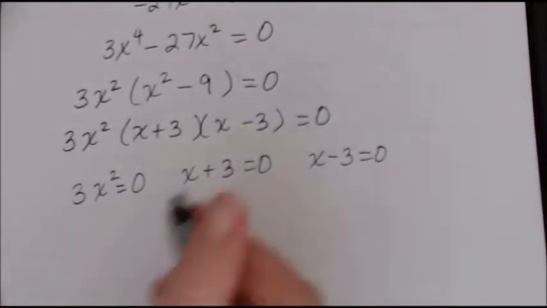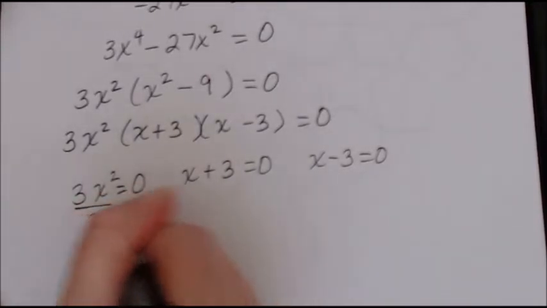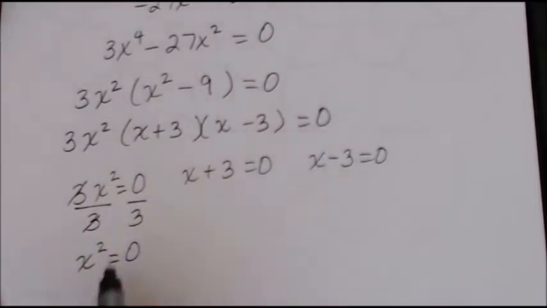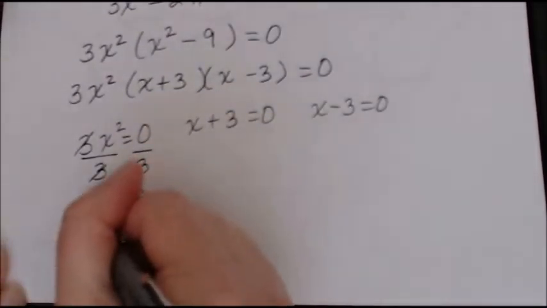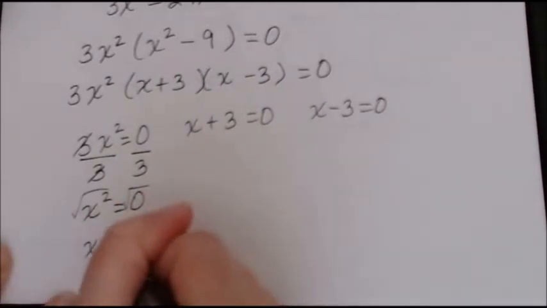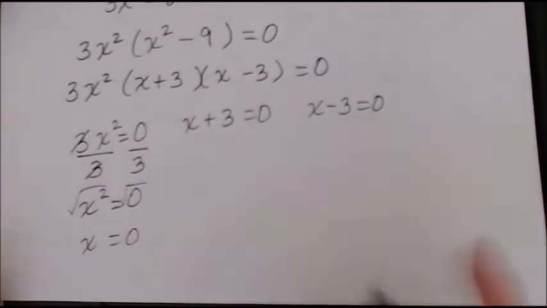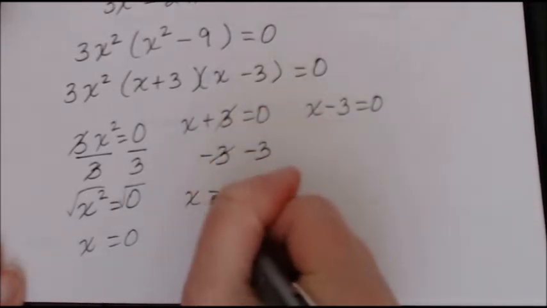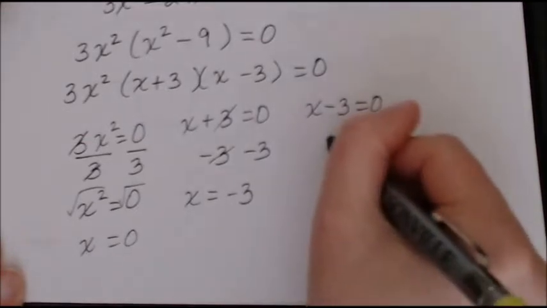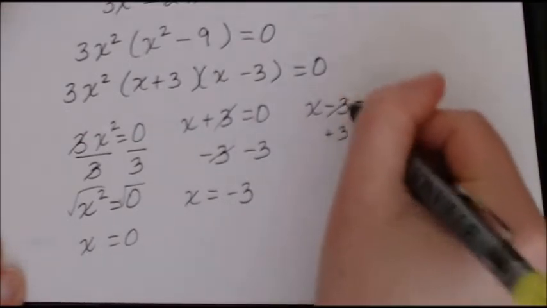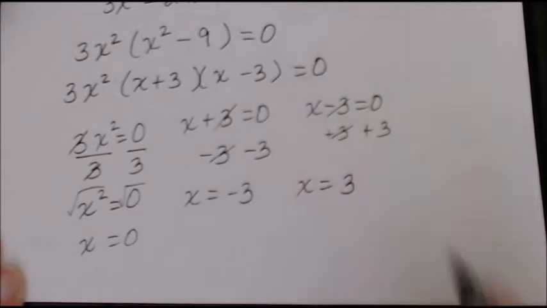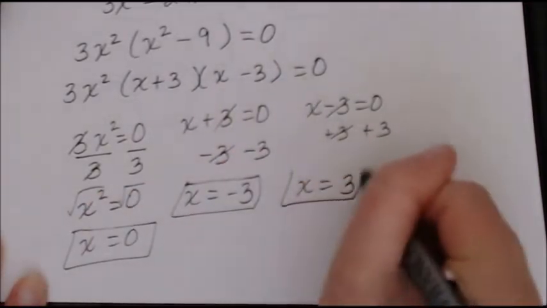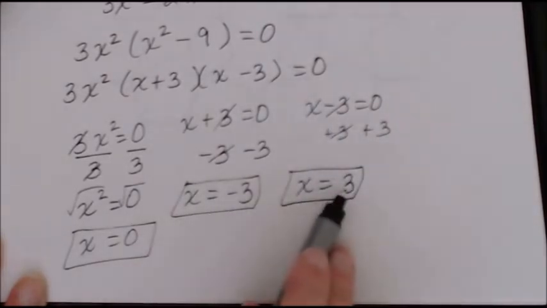We're going to solve each of these equations individually. So the first one I'm going to divide by 3. Of course, 3 divided by 3 goes away. 0 divided by any number, of course, is 0. You can think square root if you want to, but x equals 0 is going to be the first solution. Next solution, we're going to subtract 3 from both sides. So I can end up with x equals negative 3. Last solution, I'm going to add 3 to both sides. So I end up with x equals positive 3. And so this equation had 3 distinct solutions, 0, negative 3, and positive 3.